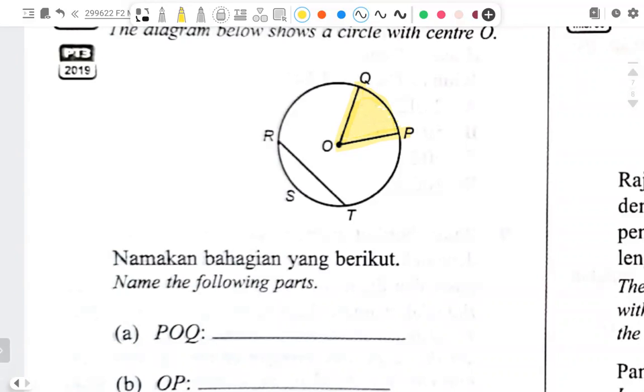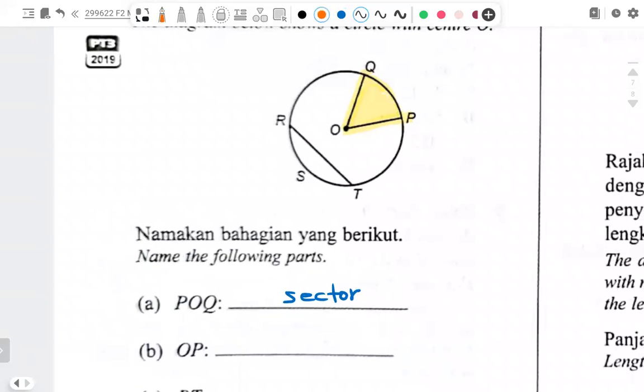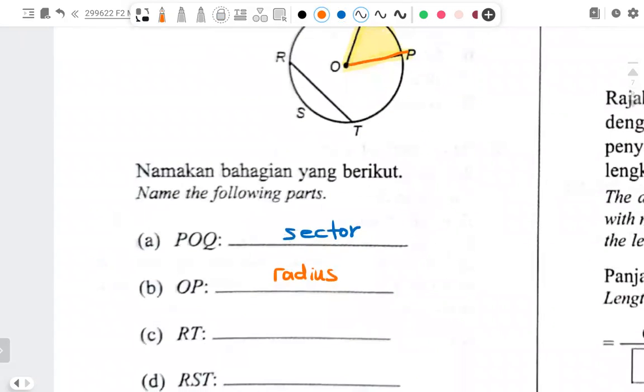Don't write radius 2 times. Okay, yeah, sector, correct. It's known as sector. Okay, what about O to P? That line, O to P, the straight line. No, it's not diameter. It's half, only half from the center. If it's a straight line passing through, then it's diameter. Yeah, radius, correct.